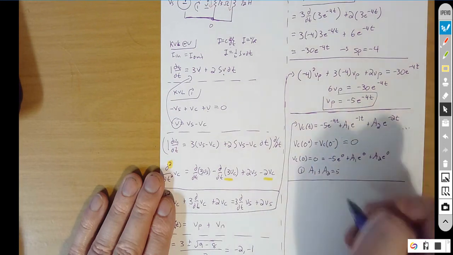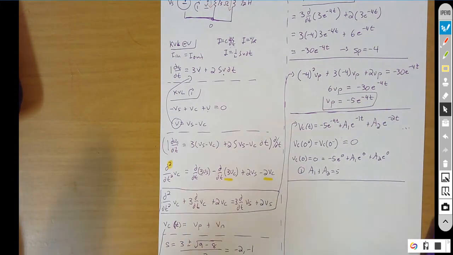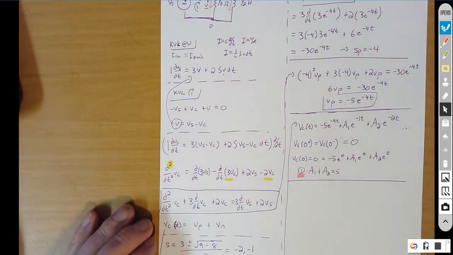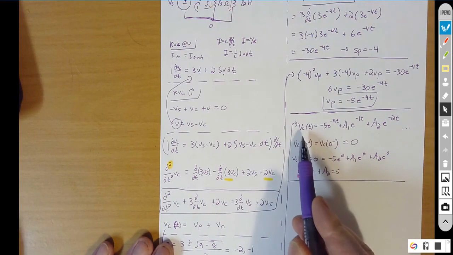So we'll come back to that in a second. I need to get A2. To get A2, we want to use dv/dt this time. So we want to take this equation and take its derivative.